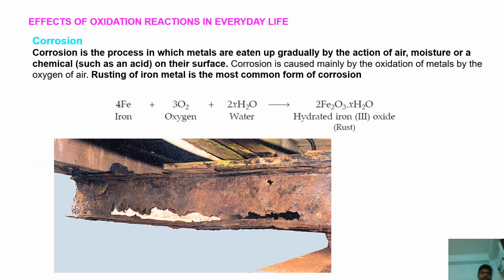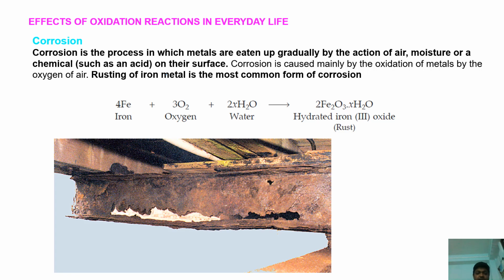Now we are proceeding to the effect of oxidation reactions in our everyday life. Now we know what corrosion is. Corrosion is the process in which metals react with moisture or air and form an oxide. That means the substance is getting oxidized, right?